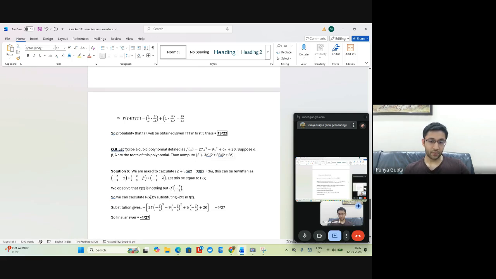So when we substitute minus 2 by 3, we get minus 4, and this has to be divided by 27 because it's a 27 in the denominator, which is not present in this expression. So thus we get the final answer as minus 4 by 27.